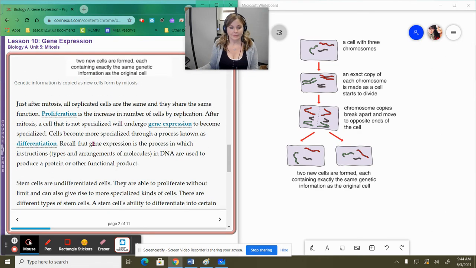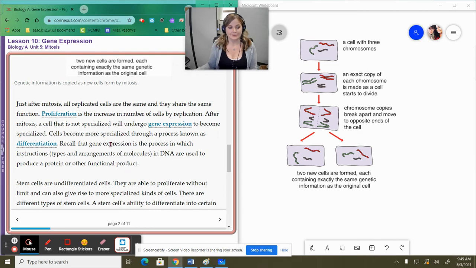Then we have another definition here, and that's proliferation. What that really just means is to increase in number. In this case, we're talking about cells: we're increasing the number of cells by replication. Proliferation can refer to anything that's increasing in number, but here we're talking about cells by replication.